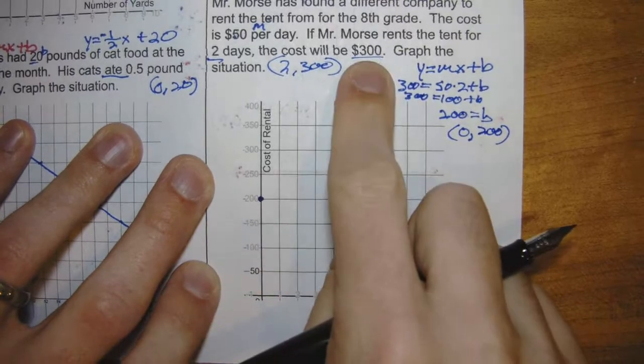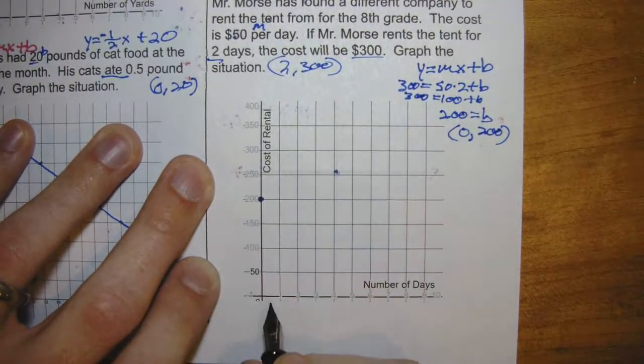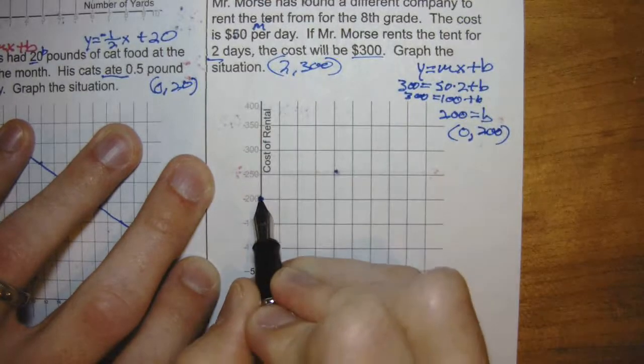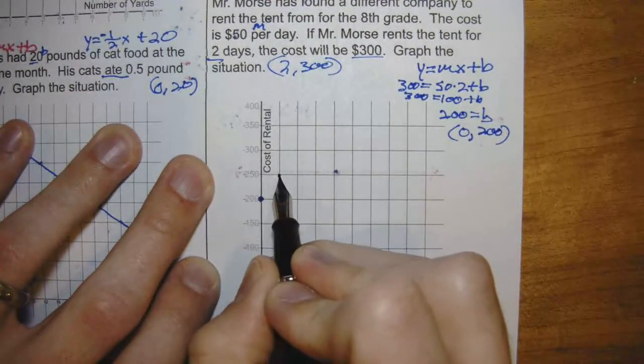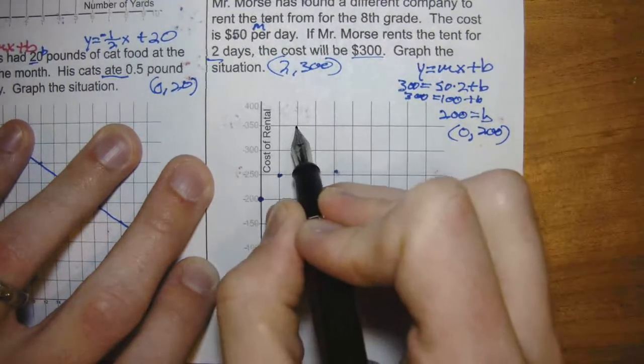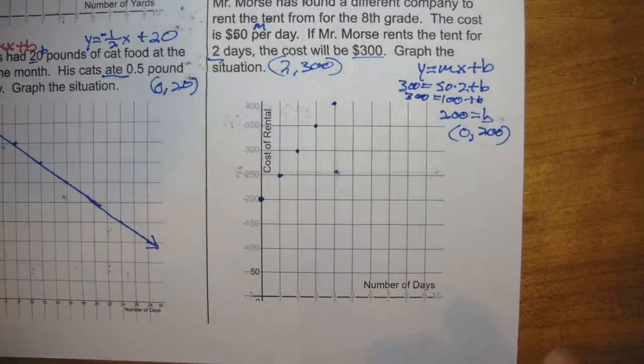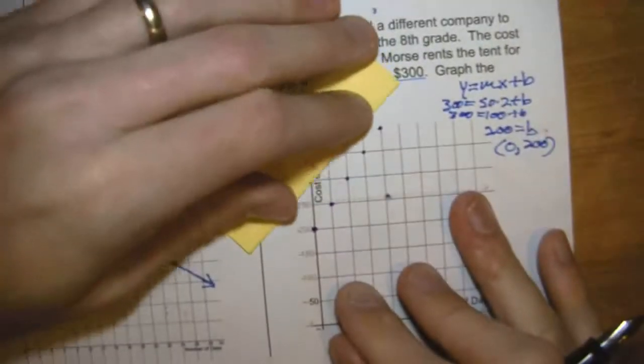We know the slope, right? The slope we said was $50 a day. So I can go up 50. And notice we're counting 1, 2, 3, 4. So up $50 for every 1 day. Up $50 for every 1 day. Up $50 every 1 day, and so on. So there we go. And let's graph it. So this is one way we could have graphed this line.